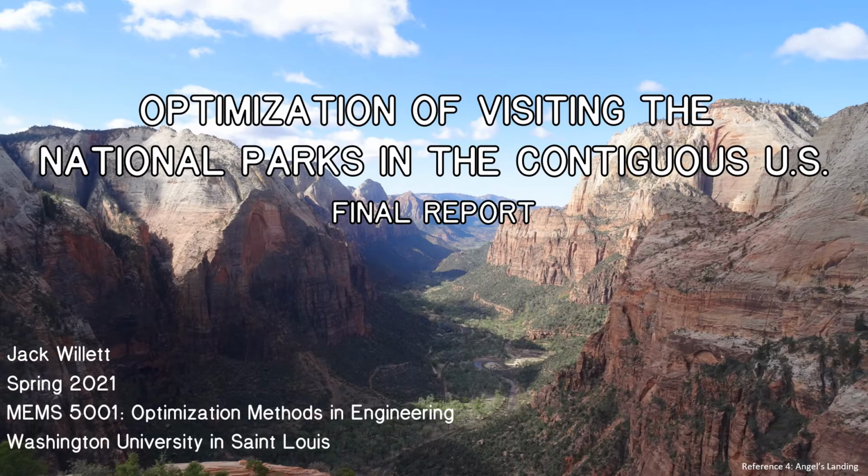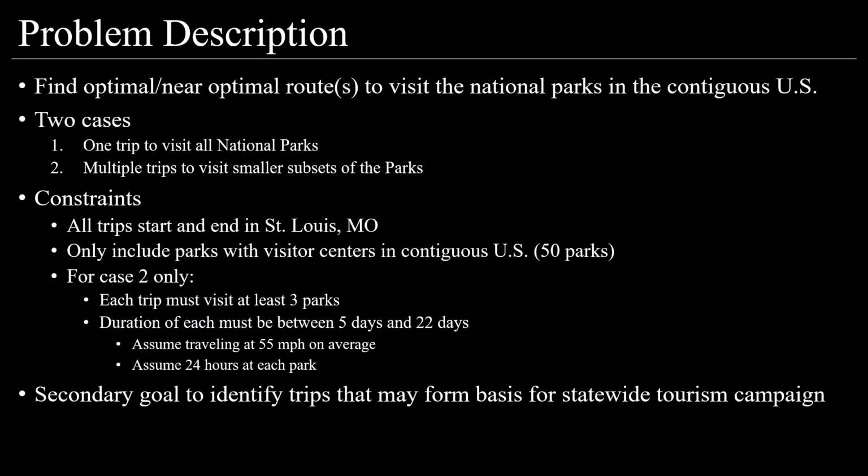This is my final project report for the optimization of visiting the national parks in the contiguous U.S. The problem that I analyzed in my project was to find optimal or near optimal routes to visit the national parks in the contiguous U.S. And in that, there were two cases. Case one: a trip to visit all the national parks, and case two: multiple trips to visit smaller subsets of the parks.